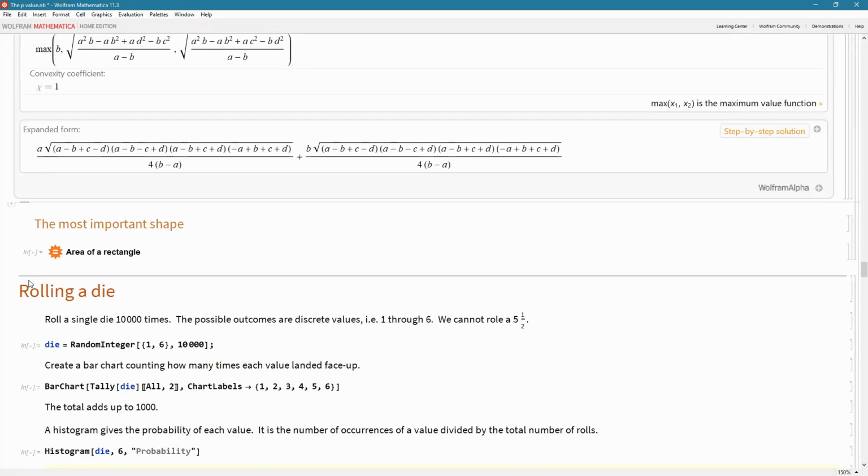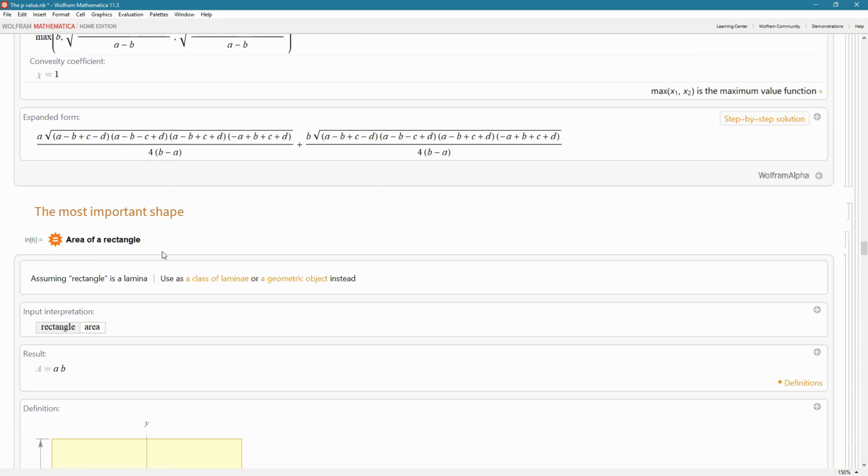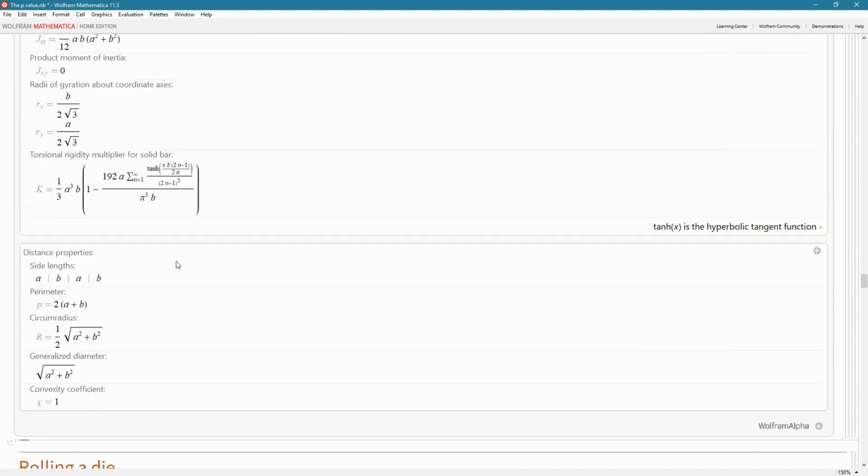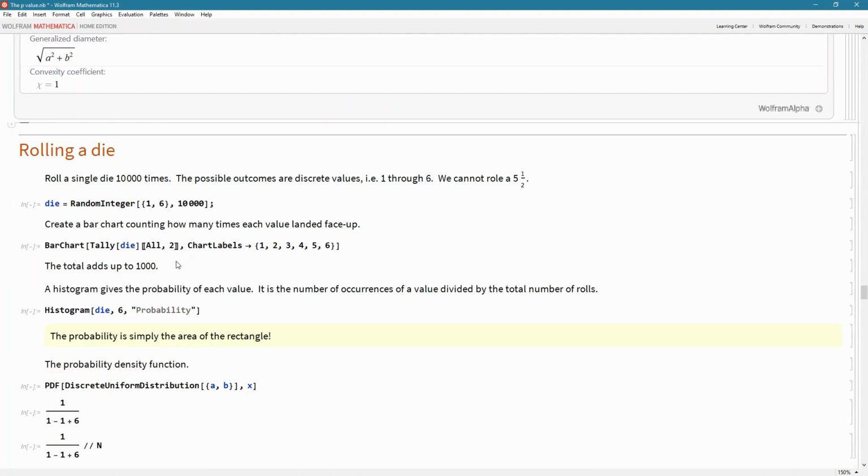Let's bring it back to a p-value though. Believe it or not, the most important shape that we are going to deal with here is the area of a rectangle. Now that's quite simple. Let's see what it is. And there you go. If we have sides A and B, the area of a rectangle is just A times B. Very, very simple. Let's move down through all the information we can get from the language.